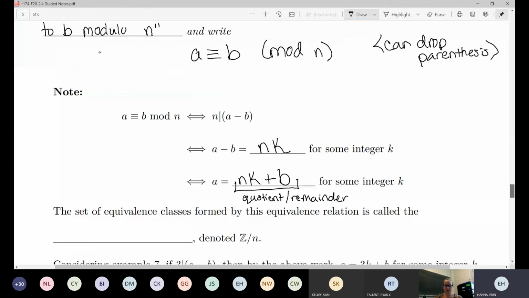So essentially, and again, I don't think we'll get to finish this today. I think we're going to stop here. But essentially, we're going to look at this equivalence class formed by this equivalence relation that's called the integers modulo n. In general notation, we will write that set as that integer symbol divided by n.